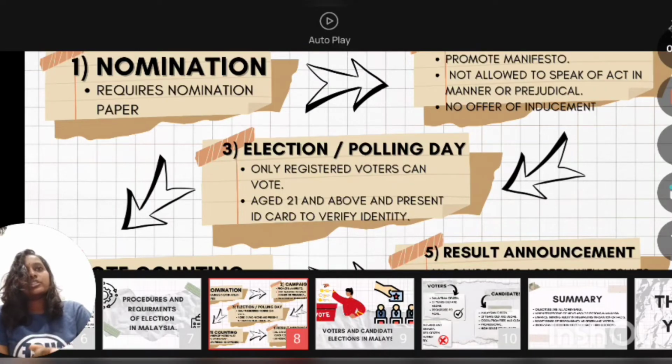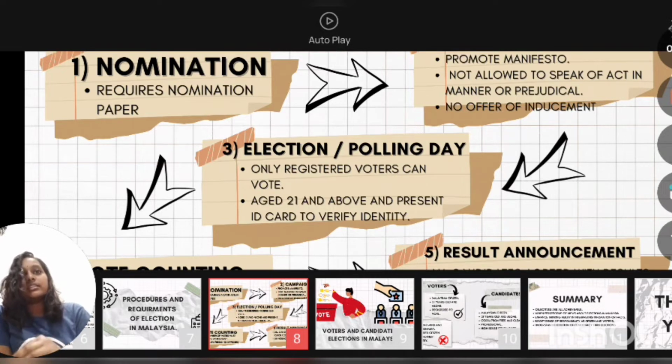So, for the procedures and requirements of election, there are a total of 5. First of all, nomination. The 7-member Election Commission, appointed by the Yang di-Pertuan Agong following the advice of the Prime Minister, will supervise an election and publish a notice that specifies a date on which candidates for selection are to be nominated.